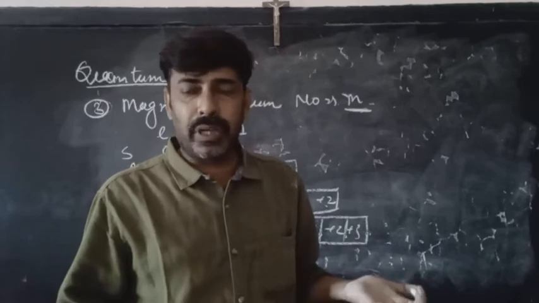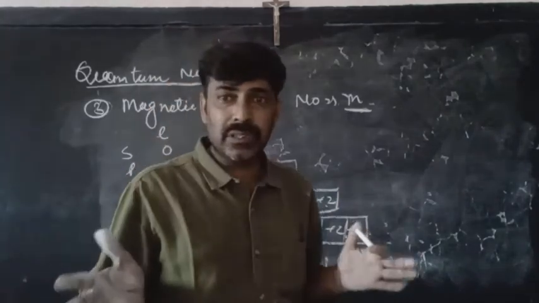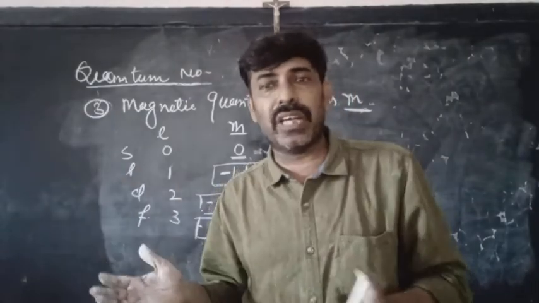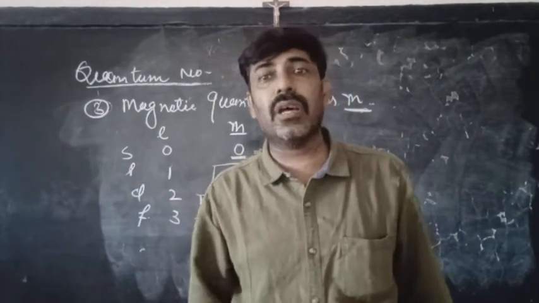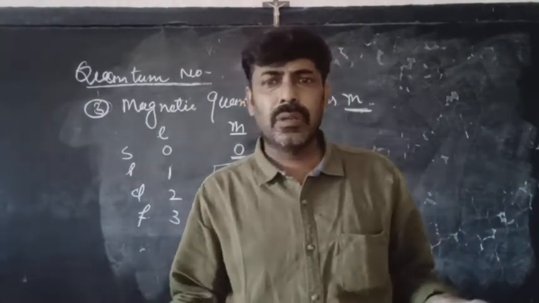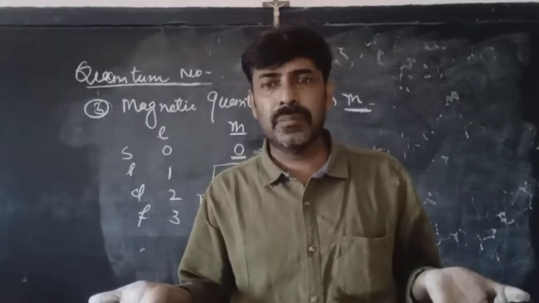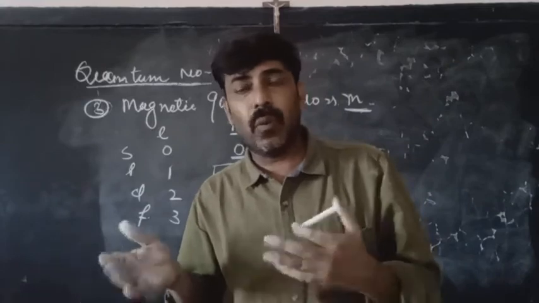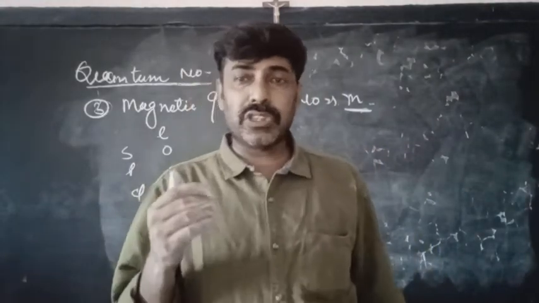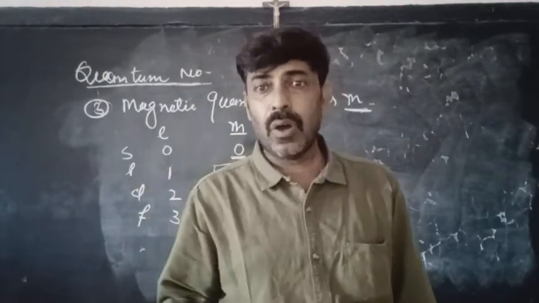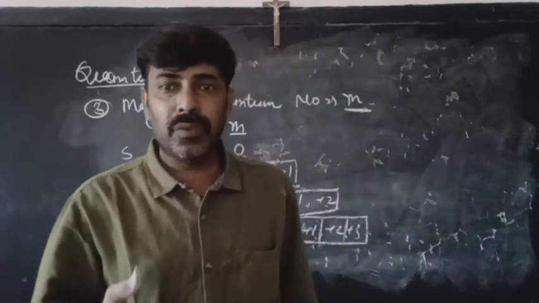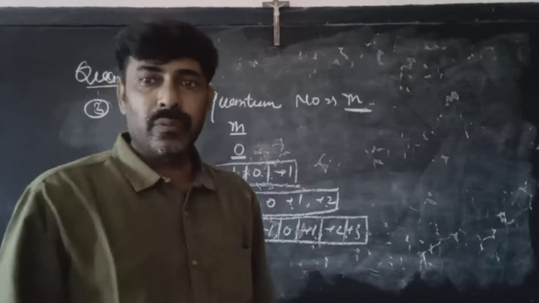Then what is orientation? Orientation means where the orbitals are lying with respect to the axis, whether horizontal, vertical or whatever the position is. That position with respect to the axis is called the orientation. So here we are going to discuss the orientation of the different orbitals of the subshells by using the magnetic quantum number, and we are going to start with the S subshell.